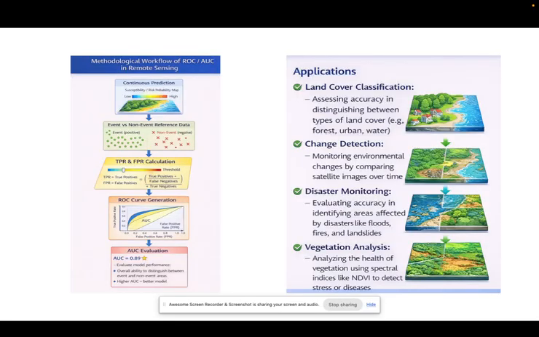So that's a little bit about the ROC and AUC. Actually, it's not only used in this validation and accuracy formula, and not only in remote sensing, but you can use it in other cases, not only in remote sensing.